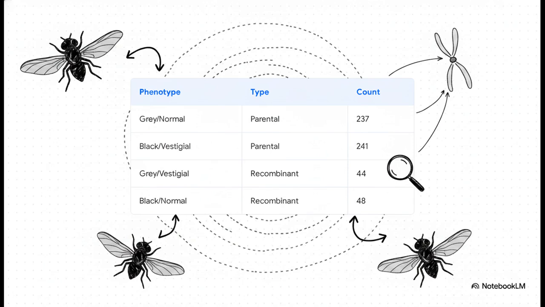Check out the parental types. These are the traits passed down together. We have gray body with normal wings sitting at 237 and black body with vestigial wings at 241. Notice how these parental types absolutely dominate the total number. But look at the bottom 2 rows. Gray body with vestigial wings at 44 and black body with normal wings at 48. These new mixed and matched combos, those are our recombinants. They're the smaller numbers for sure, but they hold the absolute key to our map.